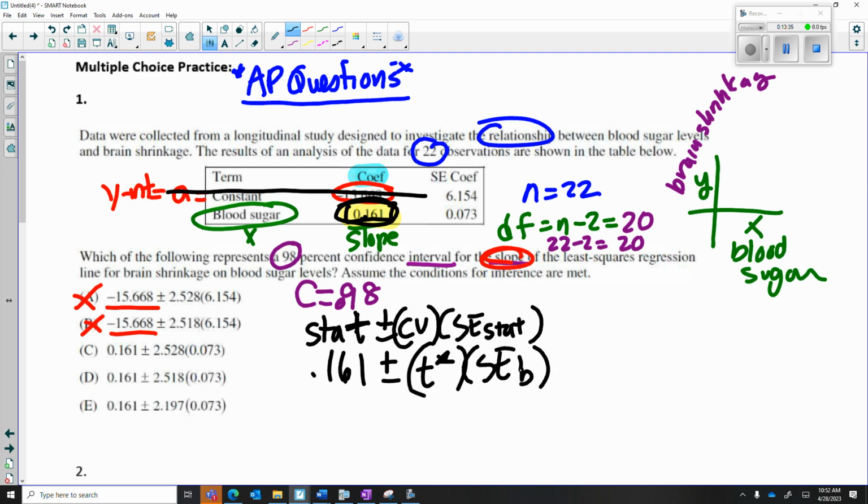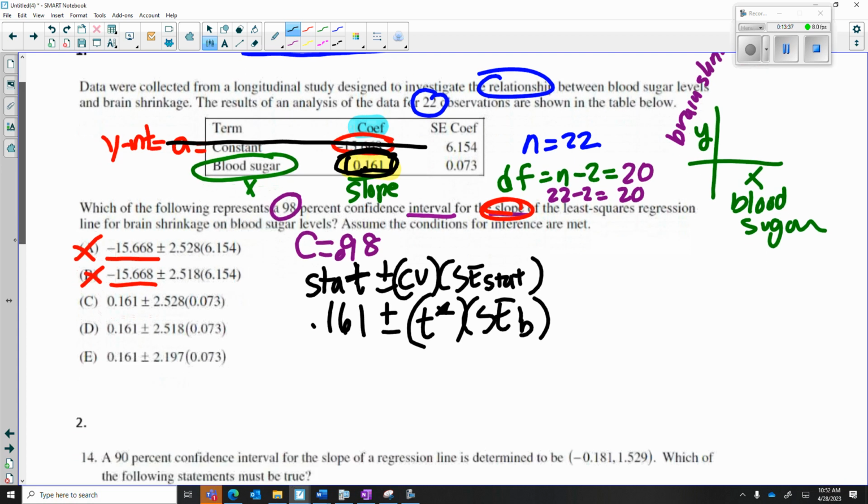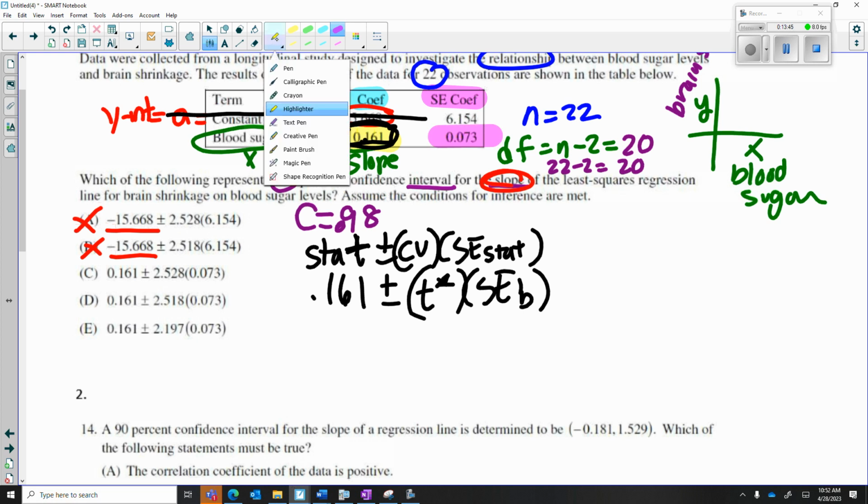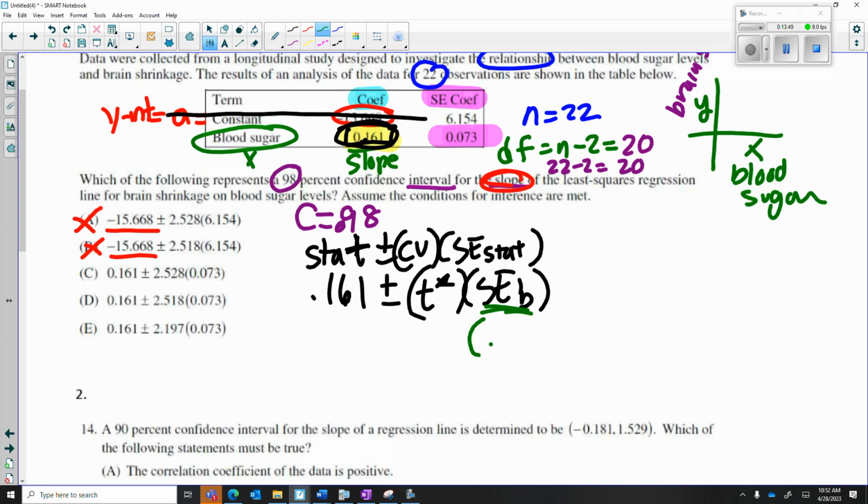So 0.161 is the slope, and right next to it, oh, look how convenient, is the standard error of the slope. Boom, 0.073. So you actually don't have to do any math with that. You just put it in right here. 0.073 is the standard error of the slope. Now let's fill in the last piece, and that's going to be the t star. Before we do, I'm guessing you're already seeing that you got 0.073 for all of them, so that didn't help us with any process of elimination.